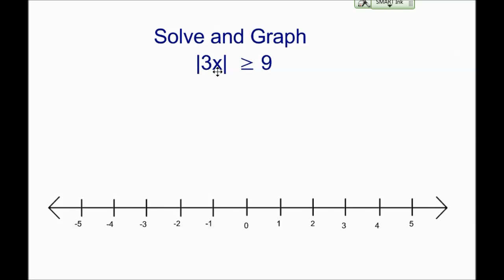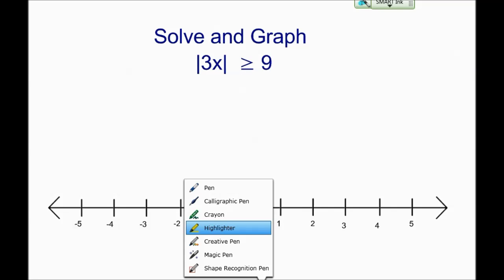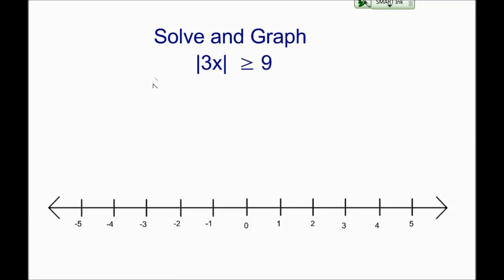So here I've got absolute value of 3x is greater than or equal to 9. Again, I'm going to start out by setting up my two inequalities. The first one is 3x is greater than or equal to 9. My second one is 3x is less than or equal to, we flip that, and we change this to a negative, negative 9. Then I need to determine if it's an and or an or inequality. Well, I see my greater than or equal to sign, so this is going to be an or inequality.